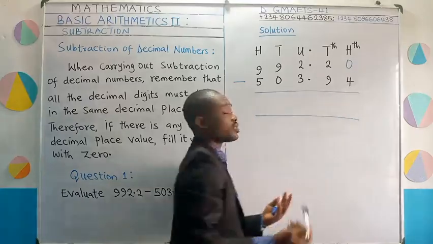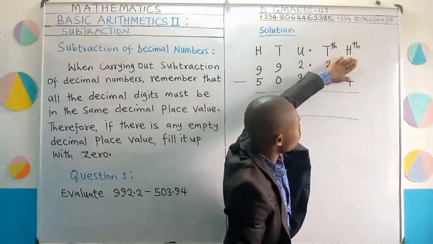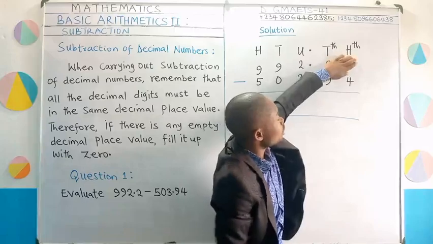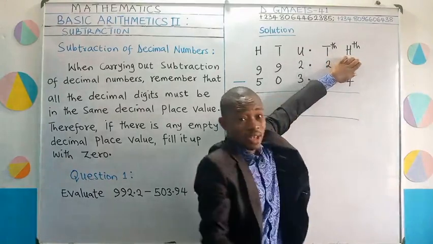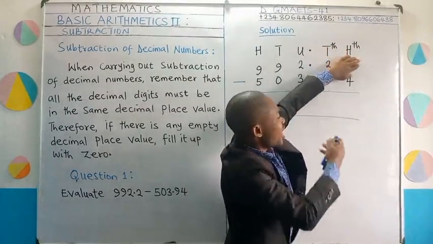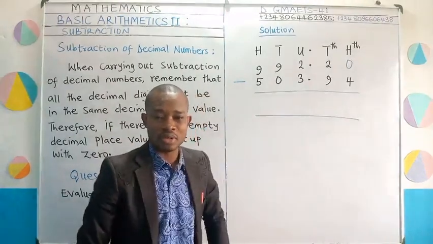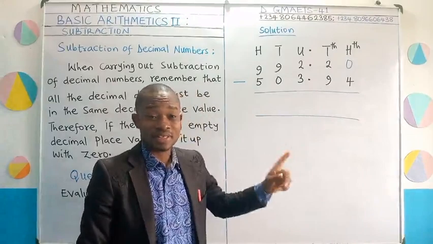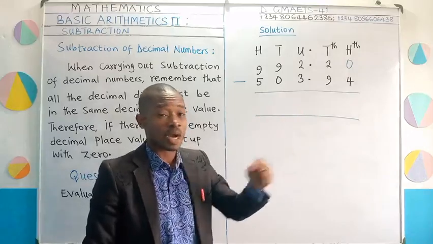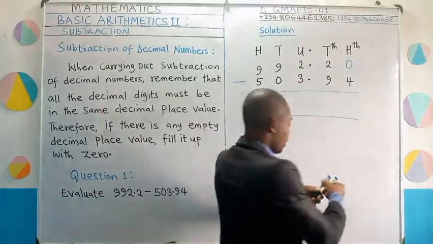0 minus 4 is not possible. See, if this 0 was not written here, maybe you might be thinking that what we have to do is just bring down 4. That's what you might be thinking, because there's no digit here. This is nothing, and then you have 4. Bring down 4, just like you saw for whole numbers. You don't do that here, please. You have to fill up with 0 if you have any empty place value in the decimal digit part. Okay, so we have 0 minus 4. It's not possible, you know.